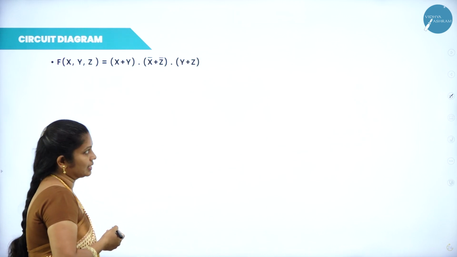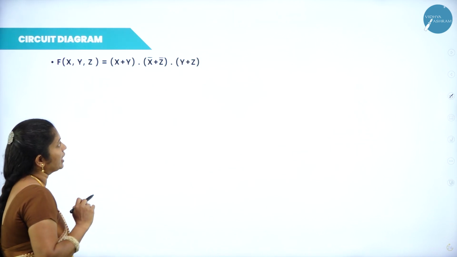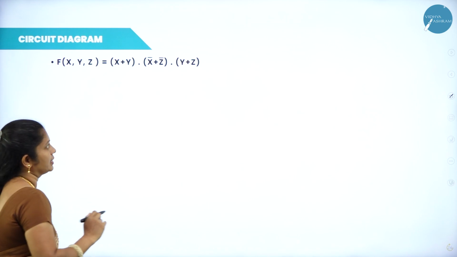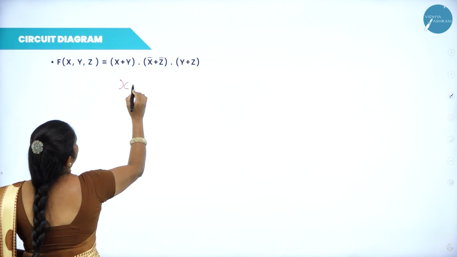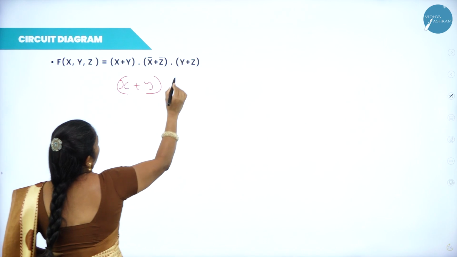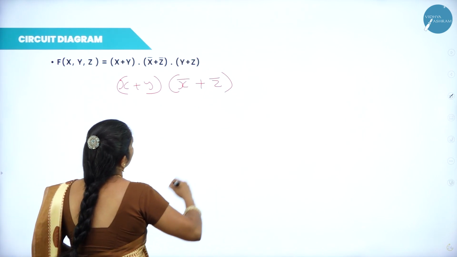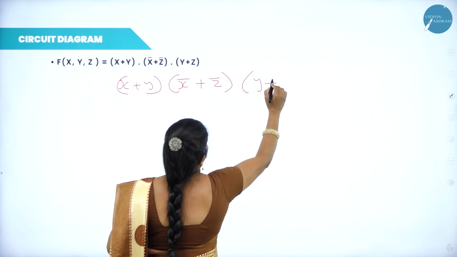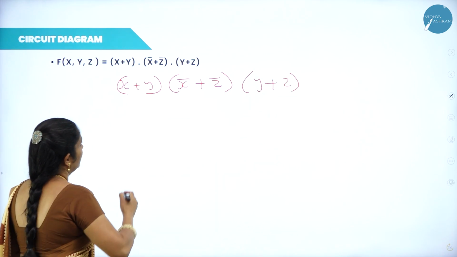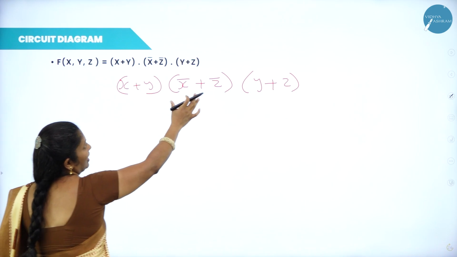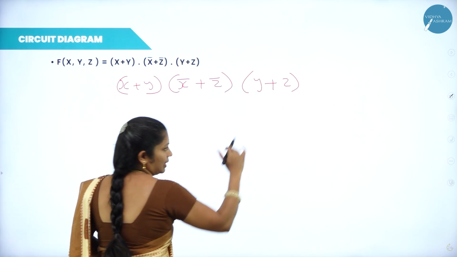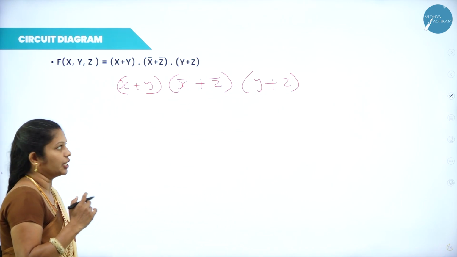One more expression, consider. (X + Y)(X̄ + Z̄)(Y + Z). See the equation. X + Y, one part. X̄ + Z̄, one more part. And Y + Z. Consider this is one more equation. Here three parts. X + Y, X̄ + Z̄, Y + Z. Consider three parts. One by one we will write the circuit diagram.